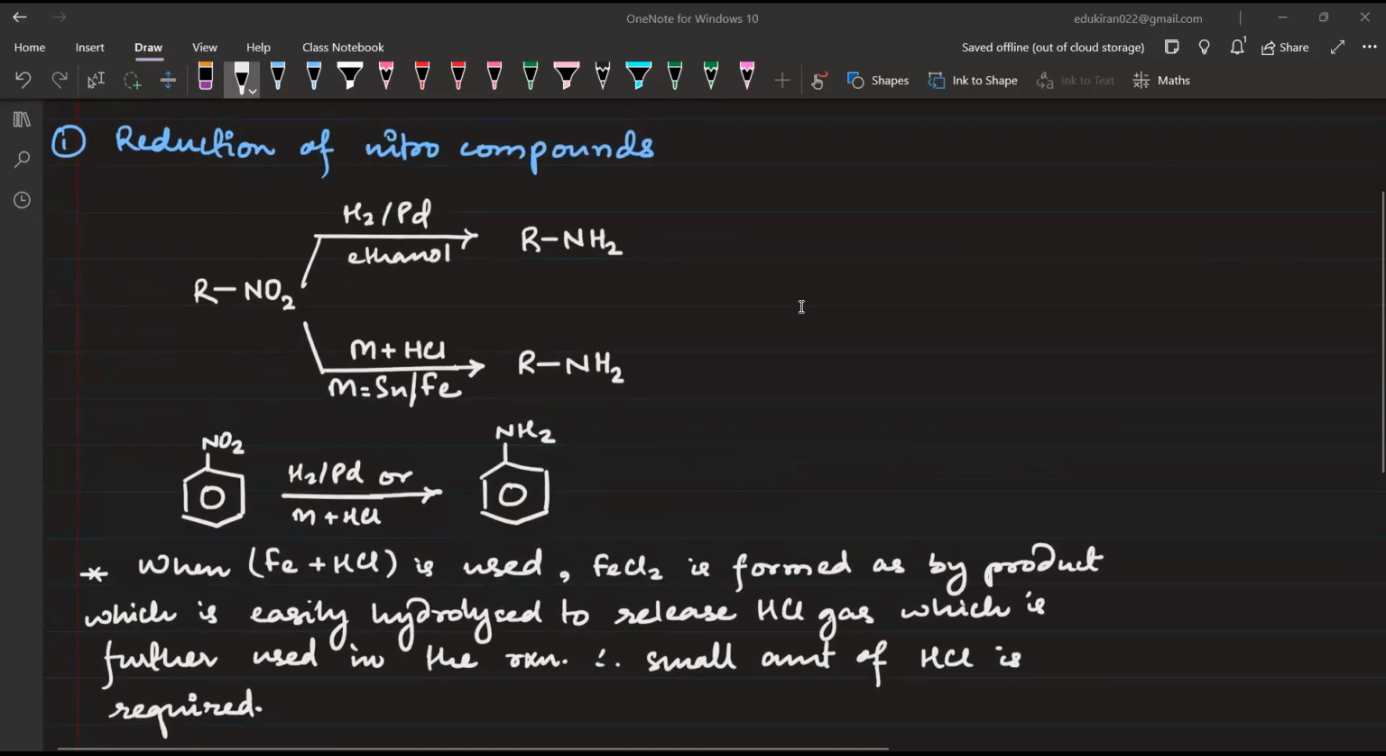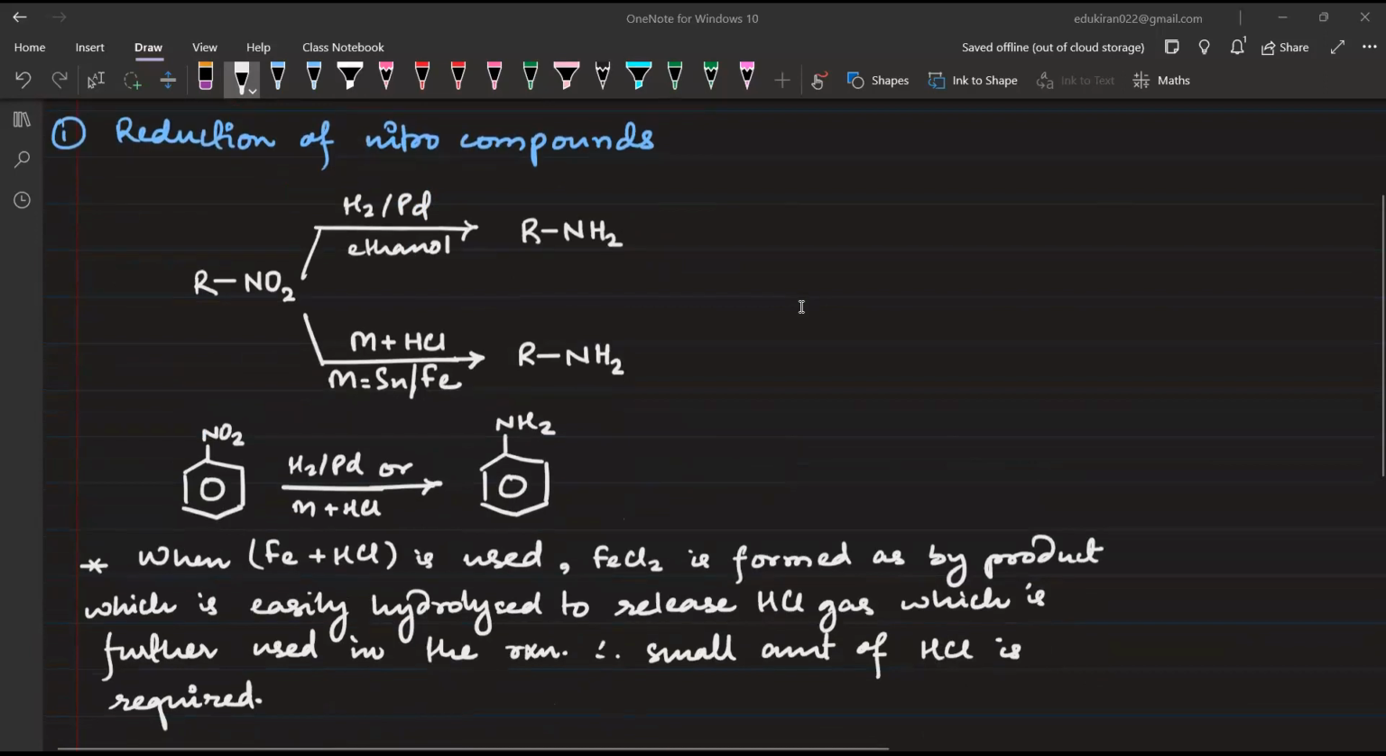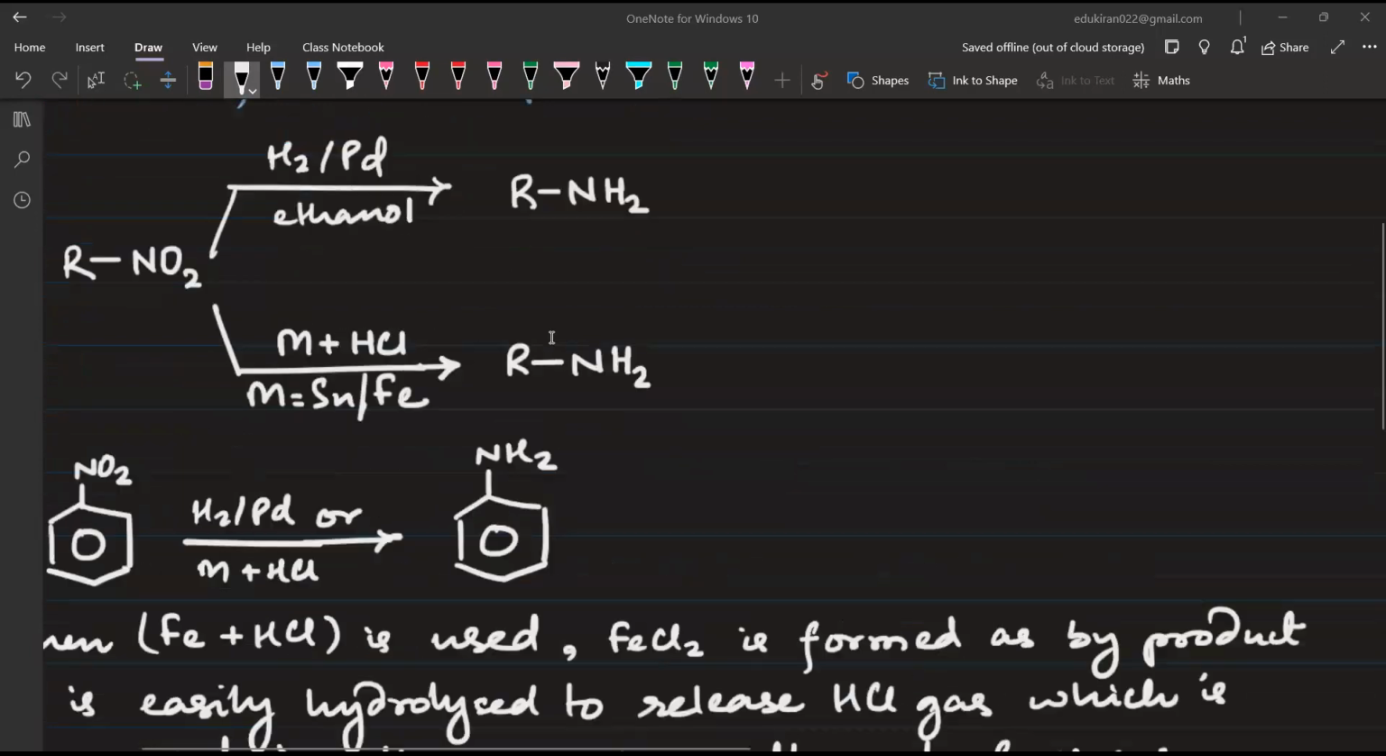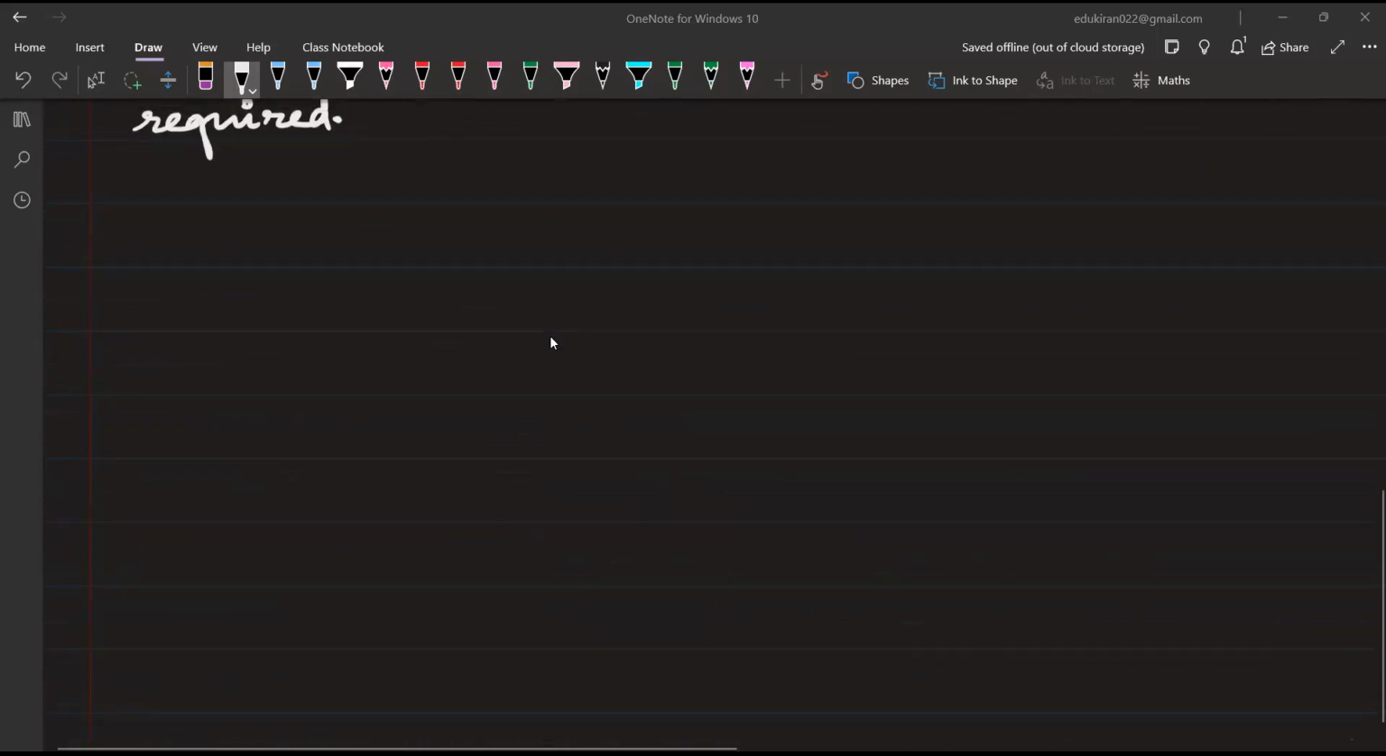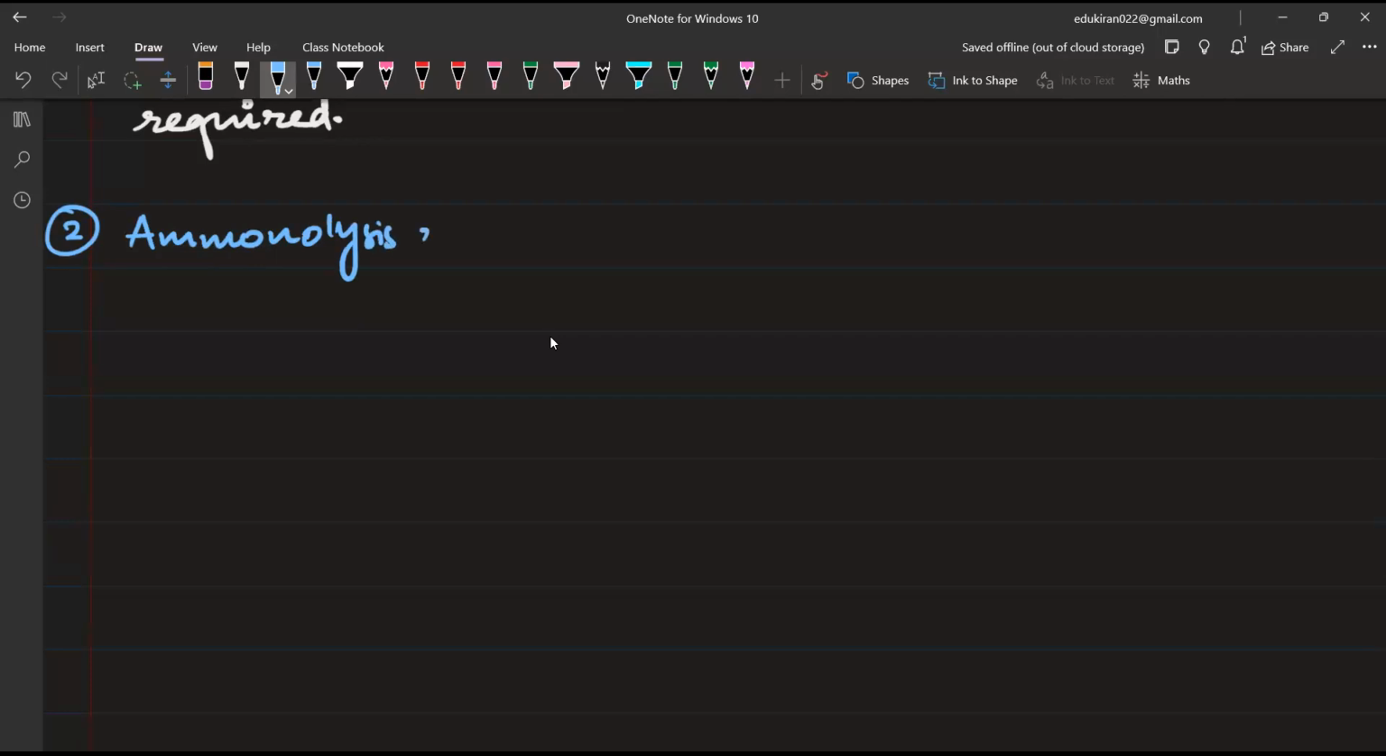Yeah, we just started the method of preparation of amines. Yes, sir. Done. ठीक है. Write the next method of preparation: ammonolysis of alkyl halide.